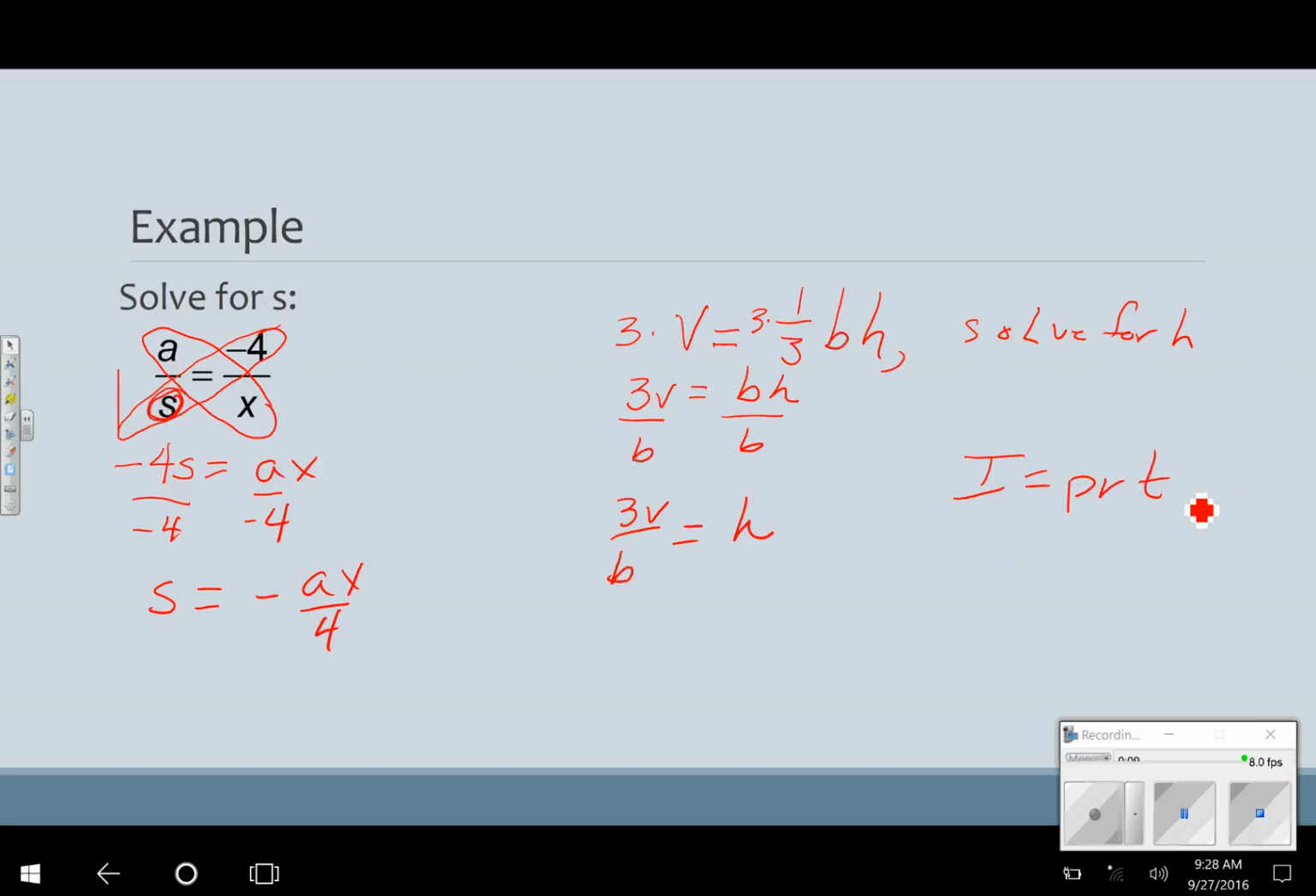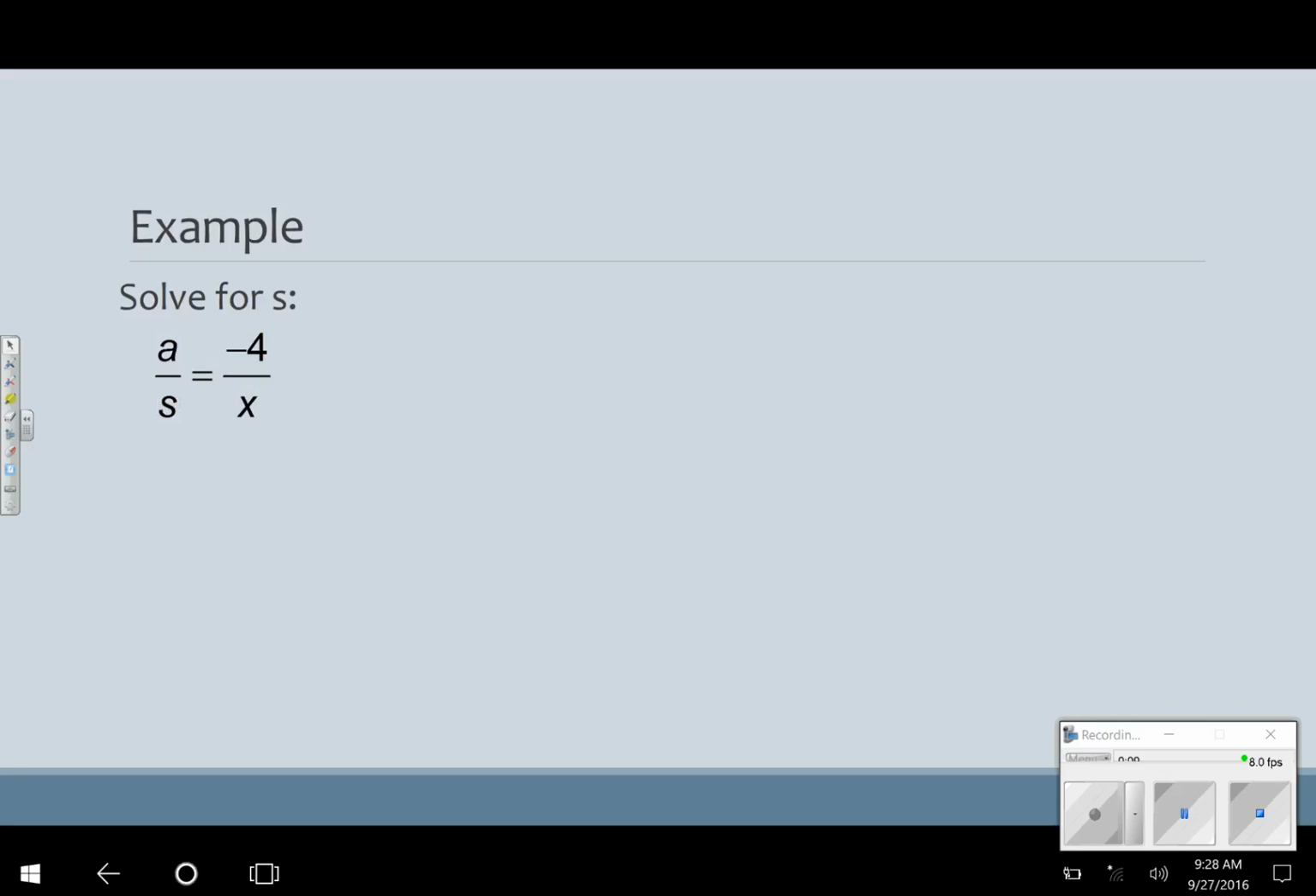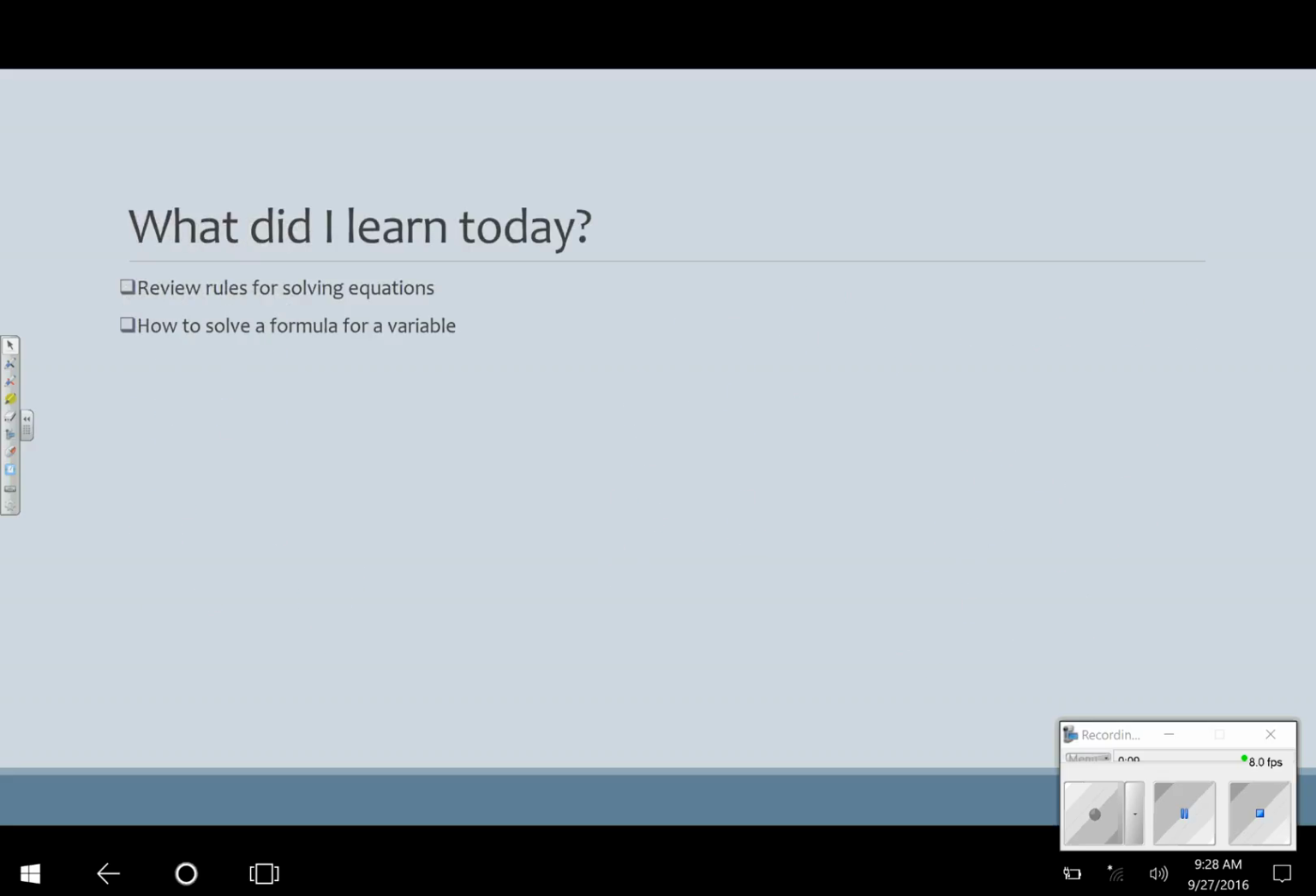Okay, if I'm solving this one for t, PRT means p times r times t. So I can divide by PR, and I can say interest equals principal times rate equal to time. All right, so I threw a couple extra examples in there for you. So today we reviewed rules for solving equations, and then we learned how to solve a formula for a variable. Have a math-tastic day.